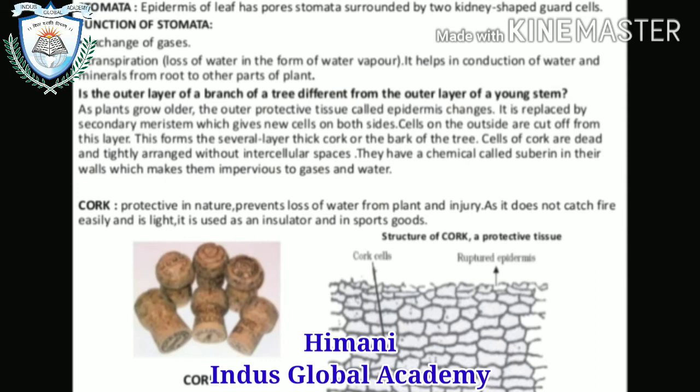And cells of the cork are dead and tightly arranged without intercellular spaces. They have a chemical substance called suberin in their walls which makes them impervious to gases and water. The cork, which is made of dead cells, forms the outer layer of the old tree trunk, protective in nature and preventing loss of water from the plant and injuries. As it does not catch fire easily and it is light, it is used as an insulator and in sports goods.